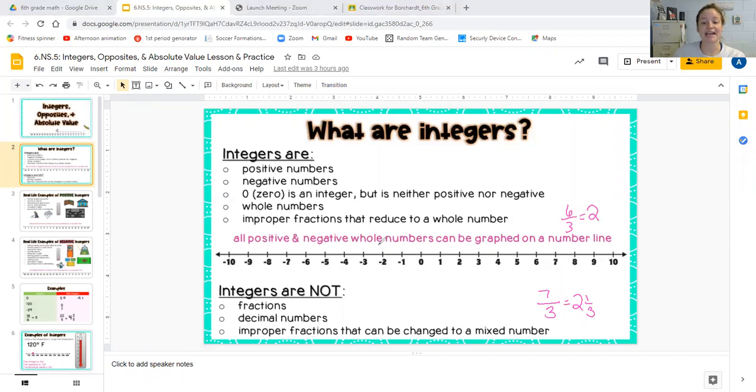Now, all positive and negative whole numbers can be graphed on the number line like we've used before. Remember, if we have a number line this way, it's what kind of number line? Horizontal. And if we have one going up and down, what kind of number line is that? It is vertical. All right. Remember, integers are not fractions that come out to be mixed numbers. They're not decimals or improper fractions that can't be changed into a mixed number. Keep that in mind. Don't get confused about the fractions and the improper fractions. If it comes out to be a whole number, integer. If it doesn't, not integer.